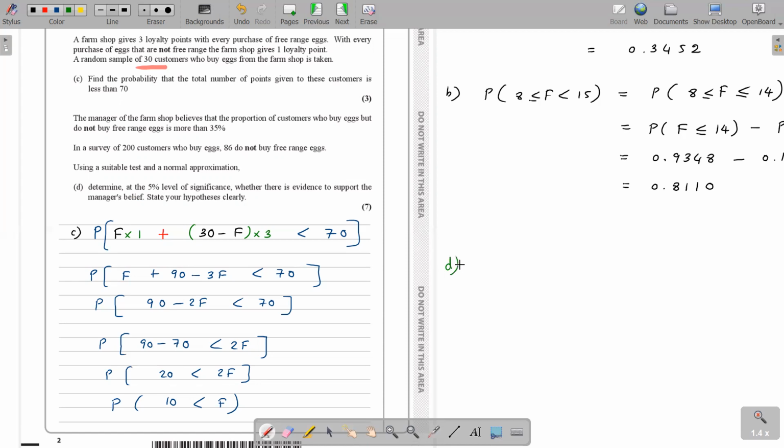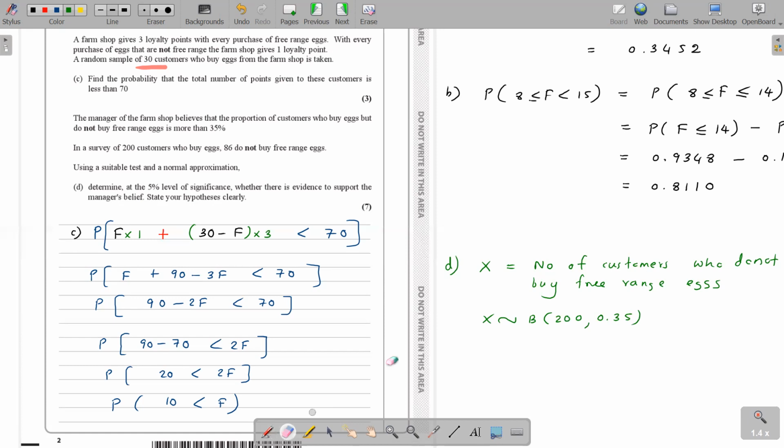Okay, in part D, first of all, shall we introduce a new variable? We used the previous letter F, right? Shall I give letter X? So X is the number of customers who do not buy free range eggs. And then what does X follow? X follows a binomial distribution, right? And how much is the n value? Now n is 200 and the probability is still 0.35.